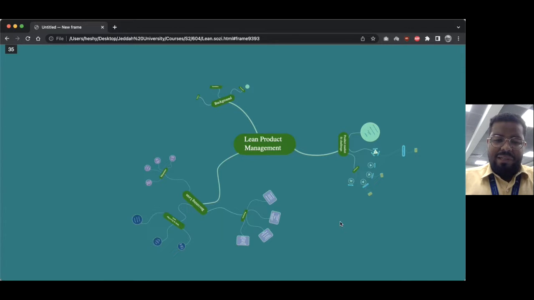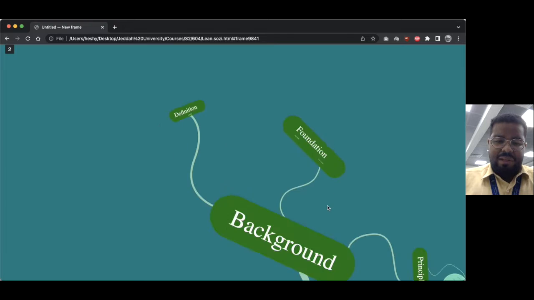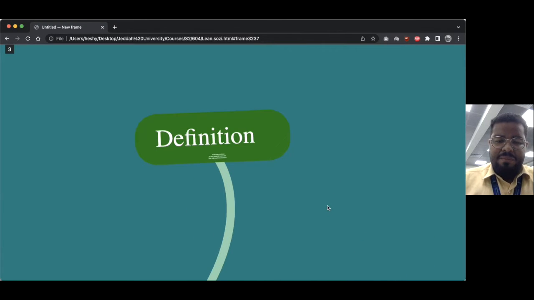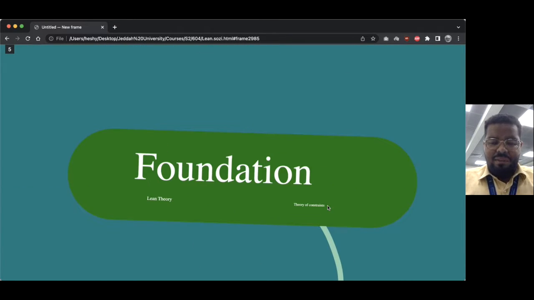Let's start with the background. In the background, we first start with the definition. Basically, achieving ever better product market fit in ever less time with fewer resources. After that, we see that the concept of lean product management is based on the lean theory created in the early 1940s and the theory of constraints.